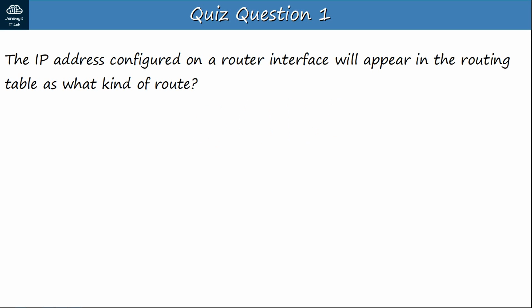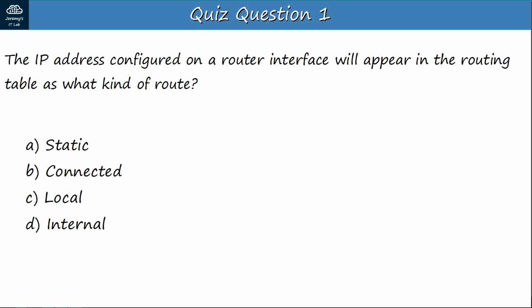The IP address configured on a router interface will appear in the routing table as what kind of route? A. Static, B. Connected, C. Local, or D. Internal. Pause the video to think about your answer.